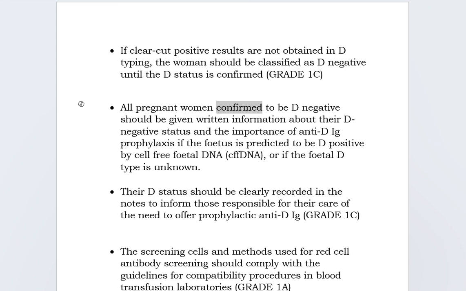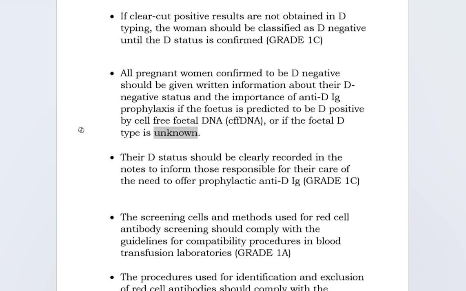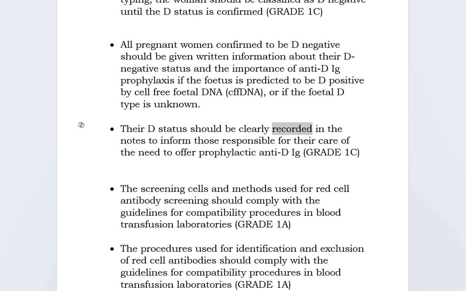All pregnant women confirmed to be D negative should be given written information about their D negative status and the importance of anti-D Ig prophylaxis if the fetus is predicted to be D positive by cell-free fetal DNA, cfF-DNA, or if the fetal D type is unknown. Their D status should be clearly recorded in the notes to inform those responsible for their care of the need to offer prophylactic anti-D Ig, Grade 1C.